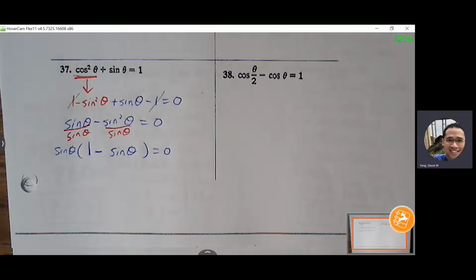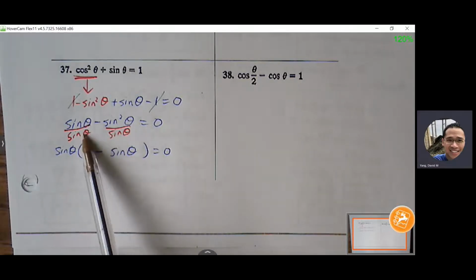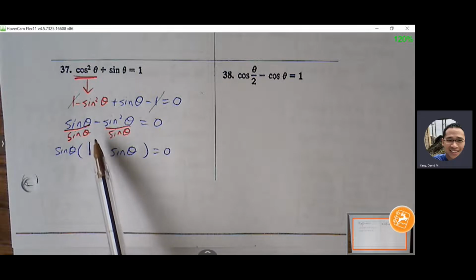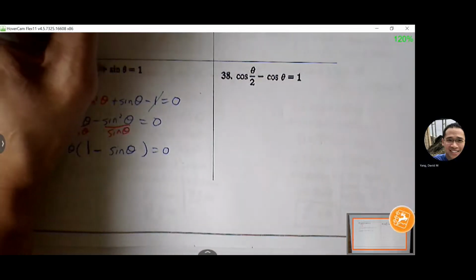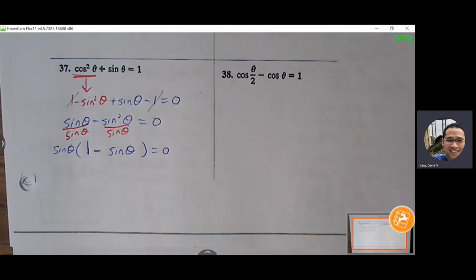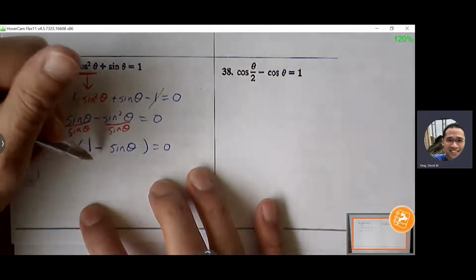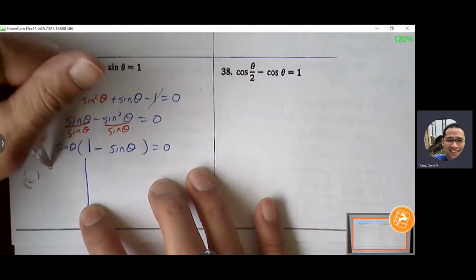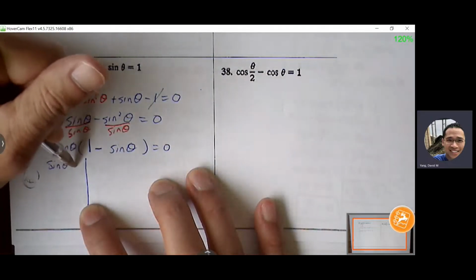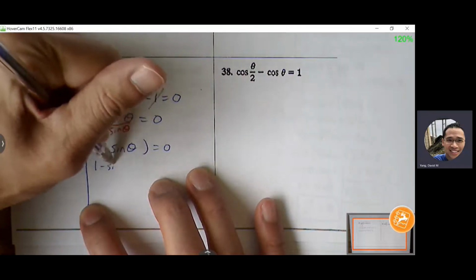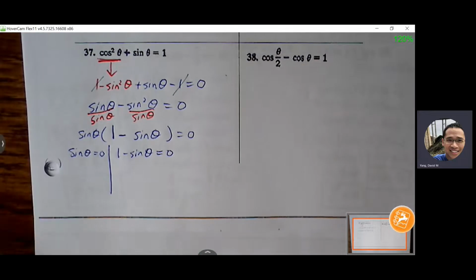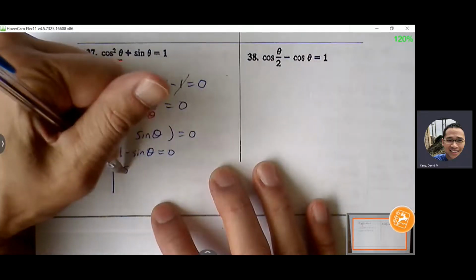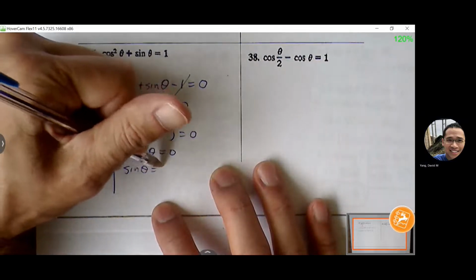Where did the division? Oh, you mean over here? No, like it's cosine squared theta divided by sine. That's a plus sign. Oh, sorry, that's a plus sign. Yeah, it's not very clear. Okay, so sine theta times 1 minus sine theta equals 0. We set both portions equal to 0. Okay, rearrange this as sine theta equals 1.